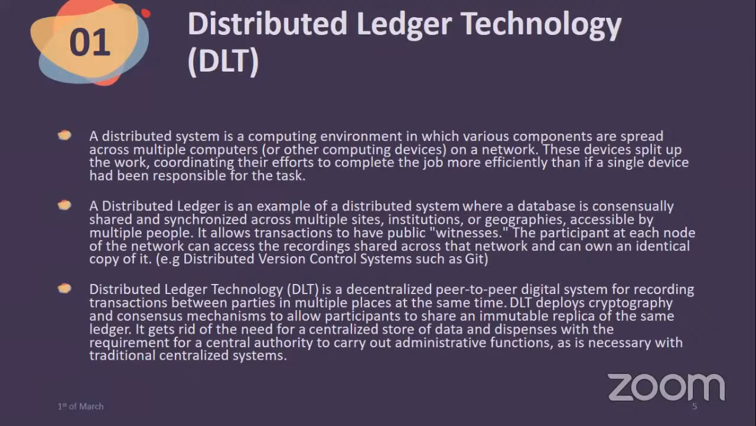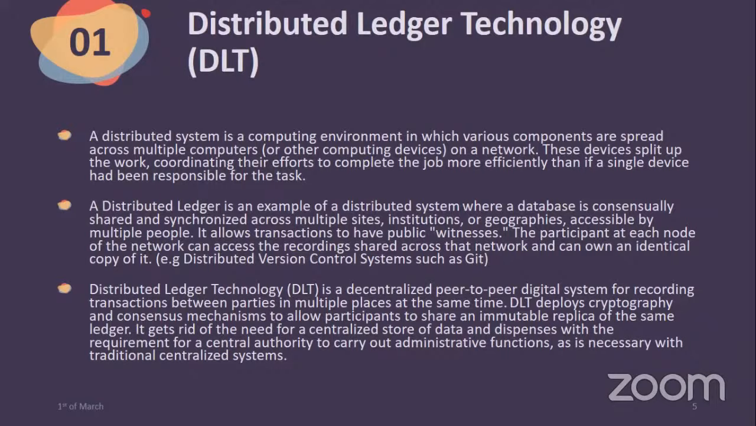Distributed ledger technology is the practical implementation of a distributed ledger. It's the protocols and the systems that allow for recording transactions between multiple parties in multiple places at the same time. DLT deploys cryptography and consensus mechanisms to allow participants to share an immutable replica of the same ledger. So everybody on the network has the same copy of the same data. Everybody can access logs. Everybody can see when changes are made.